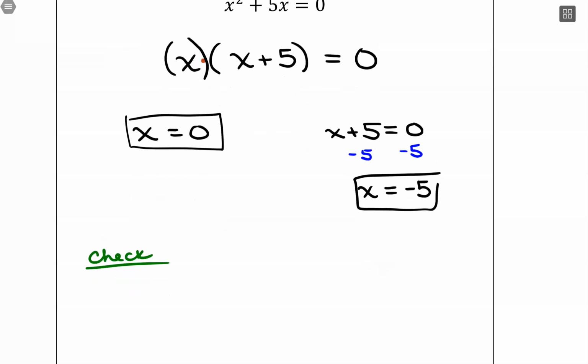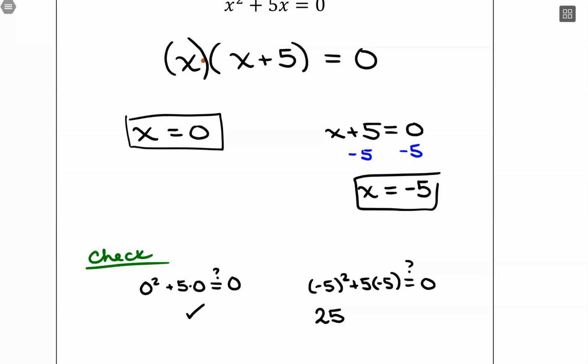So if we plug in 0, so 0 squared plus 5 times 0, does that equal 0? It sure does. If we plug in negative 5, so negative 5 squared plus 5 times negative 5, does that equal 0? Well, negative 5 squared, and be sure to use those parentheses, because that'll be positive 25, and then positive 5 times negative 5 is negative 25. So does that equal 0? And it sure does. So that all balances out. So 0 is a solution, and negative 5 is a solution.